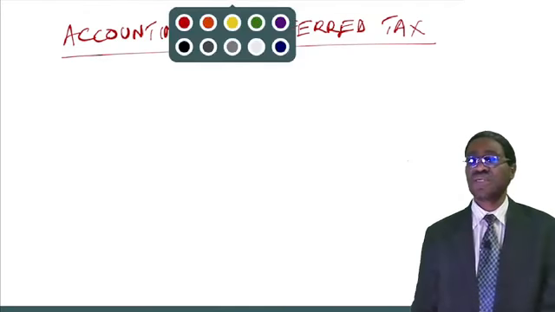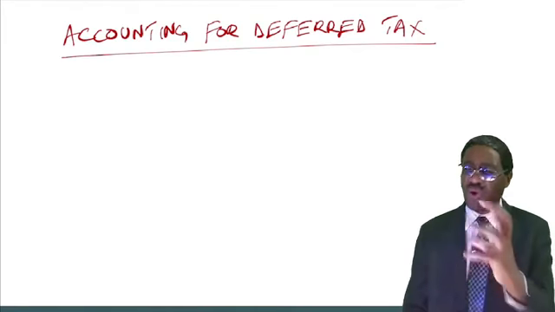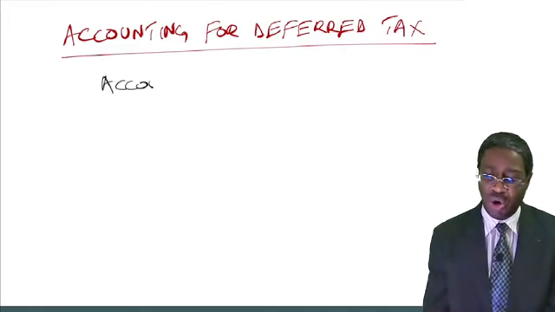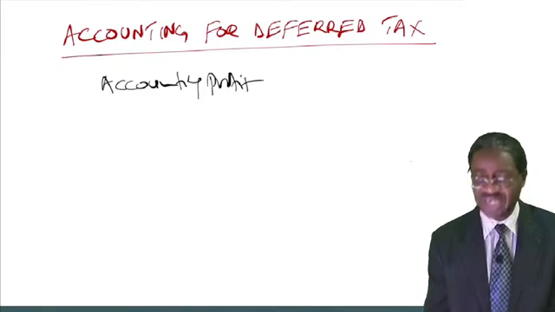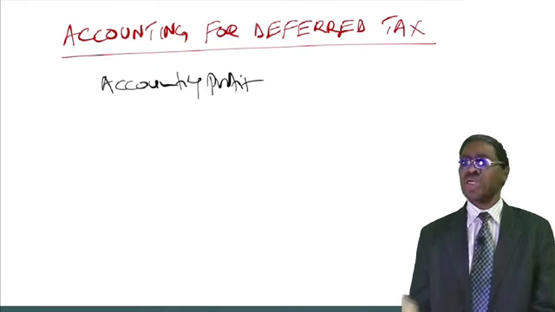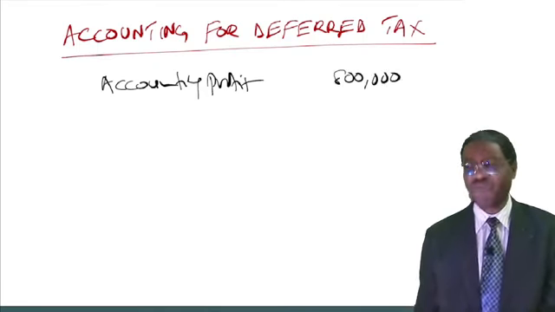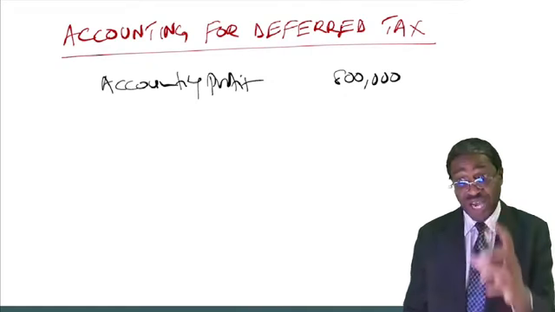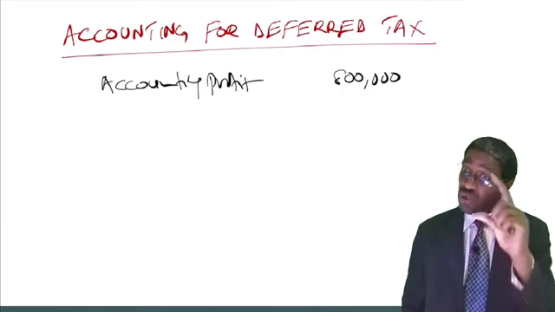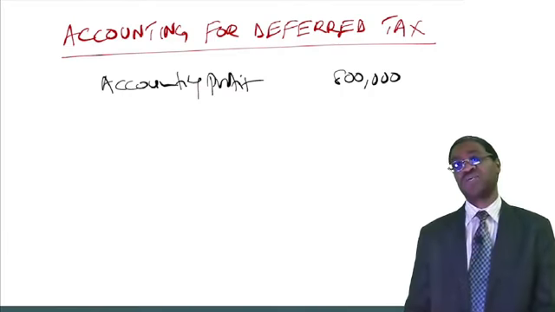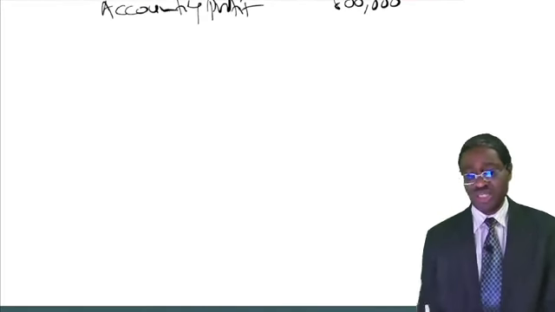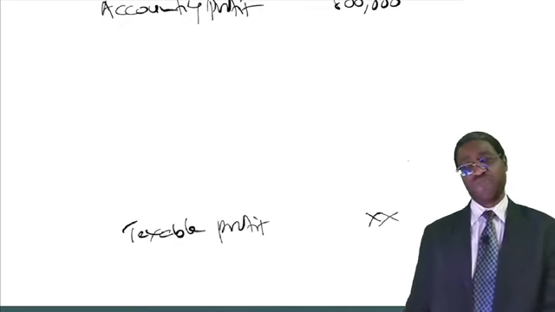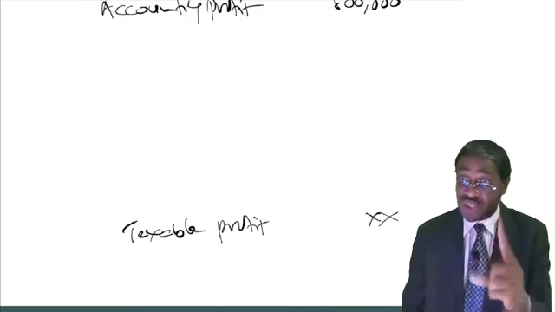Now let me start. You all know that when you as an accountant prepare your financial statements, especially the income statement, you normally get what we call the accounting profit. Let me assume that you got a profit of 800,000. When you submit this profit to the tax authority for them to tax you, obviously they will not tax you on 800,000. What the tax authority will do is compute what we call the taxable profit, and it is on that profit that they are going to tax you.